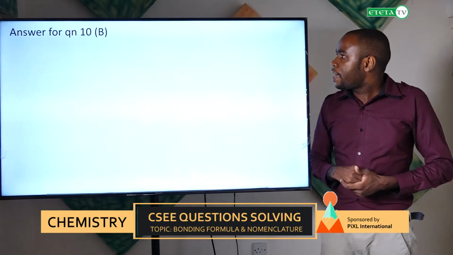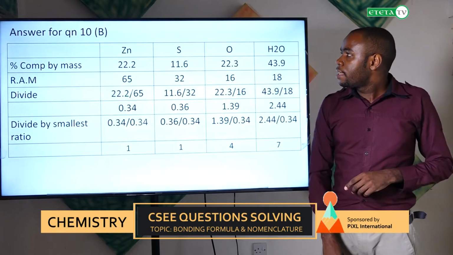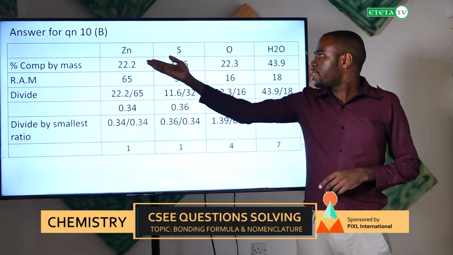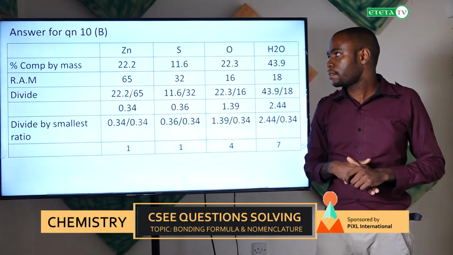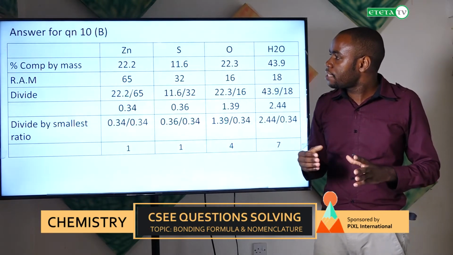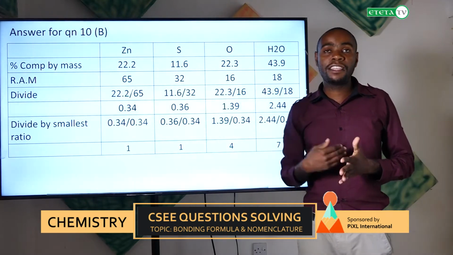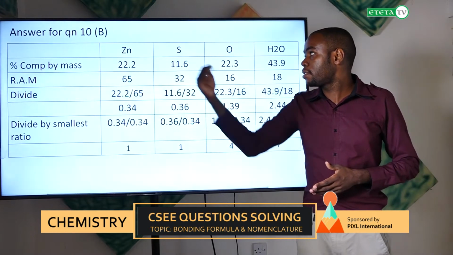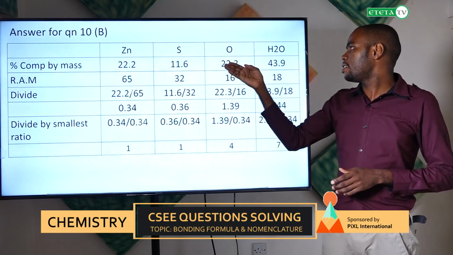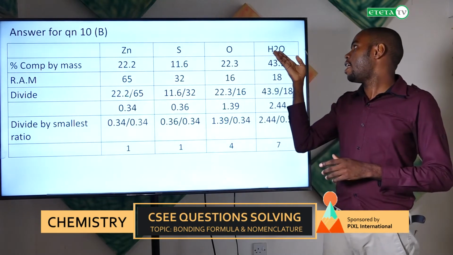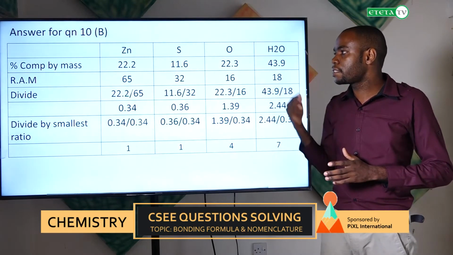Now question number 10B. From the table here, you have zinc, sulfur, oxygen, and water of crystallization. As I told you, the first thing you need to have is the percentage composition by mass. For zinc, the percentage composition by mass is 22.2, for sulfur it is 11.6, oxygen is 22.3, and water is 43.9. So this is the composition by mass.